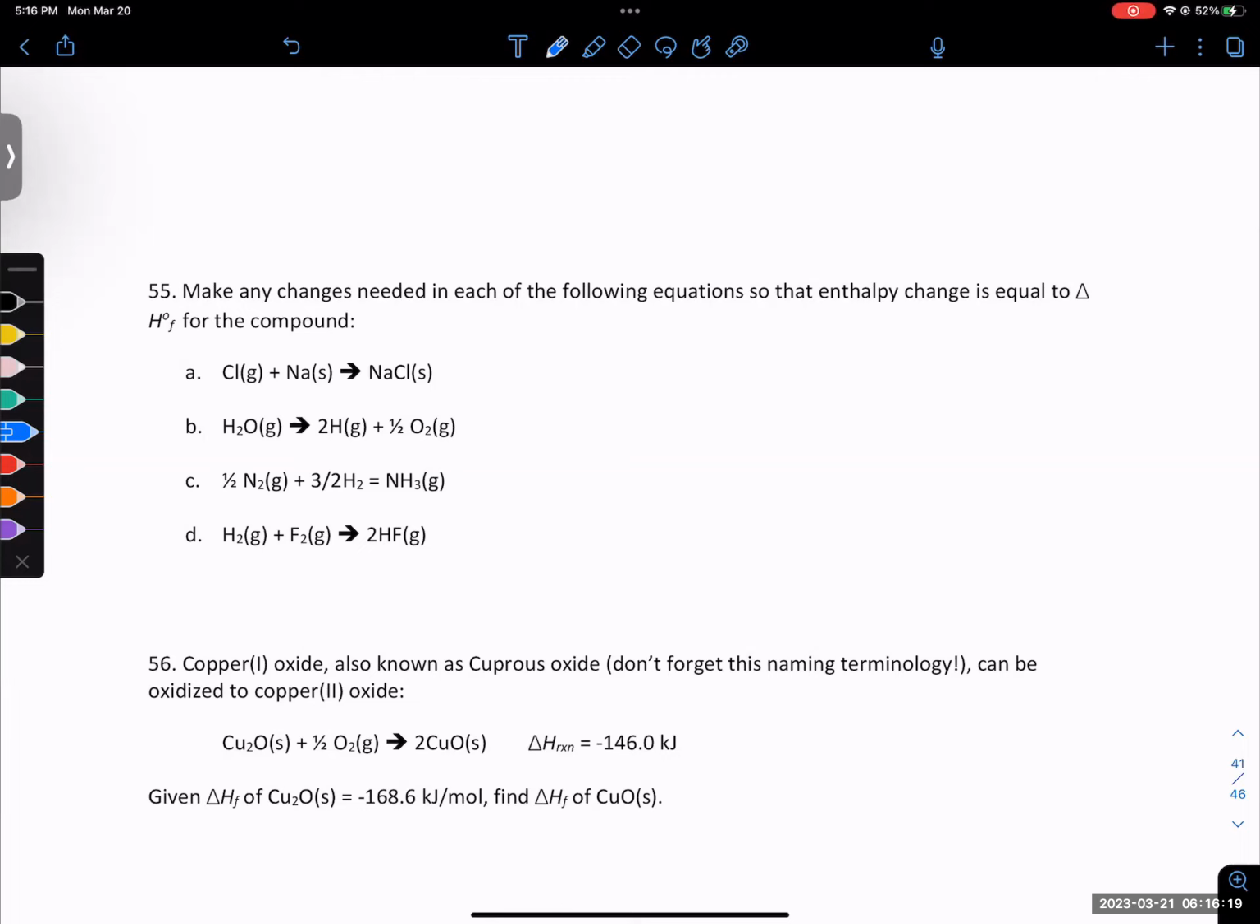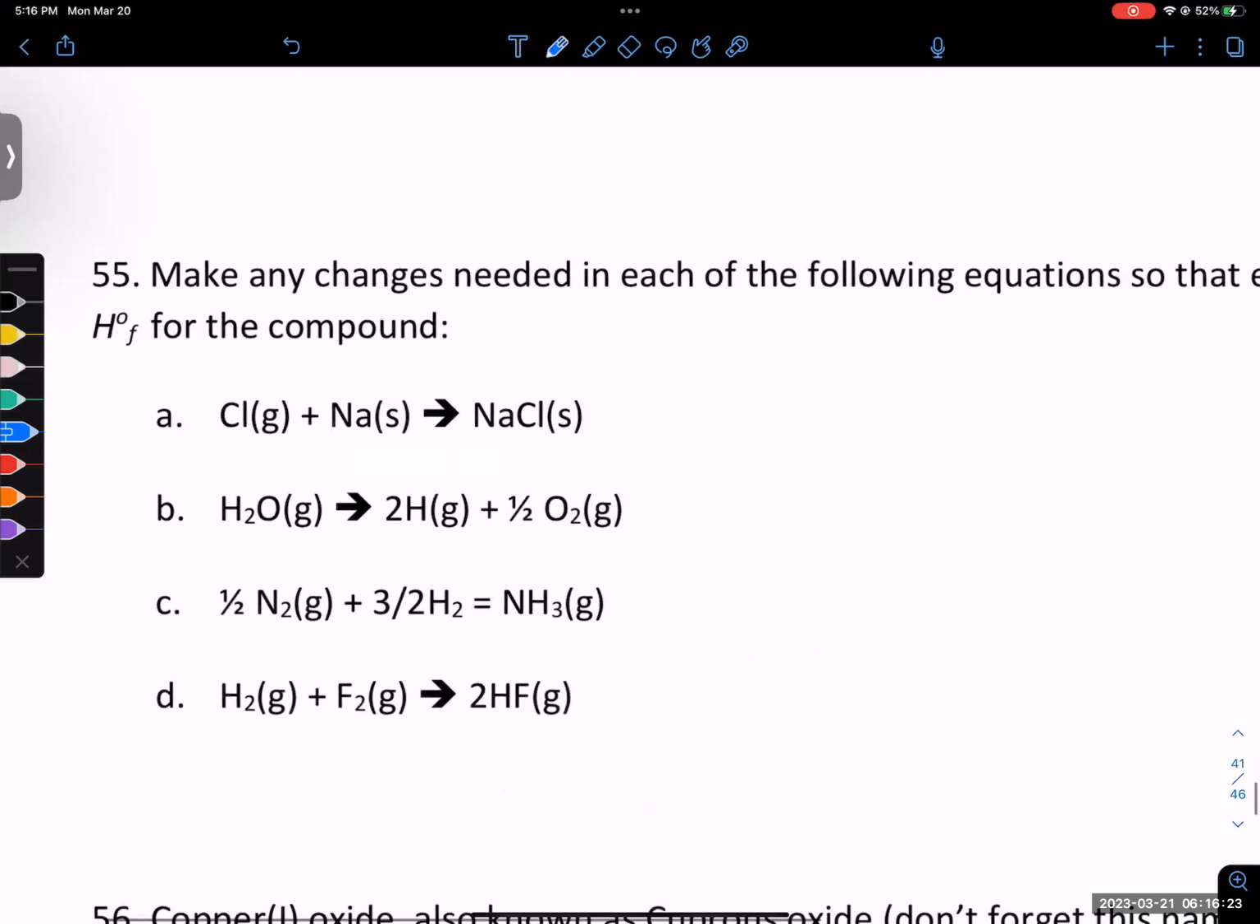All right, so let's look at case A. In case A, our product is sodium chloride. That's a compound, right? And everything before that should be in its elemental form. And we should also have 1 molar product as well, right? So if this said 2 NaCl, that would be a red flag. The coefficient for that should only be 1, because we're only forming 1 molar product. So is there any changes that need to be made to 55A?